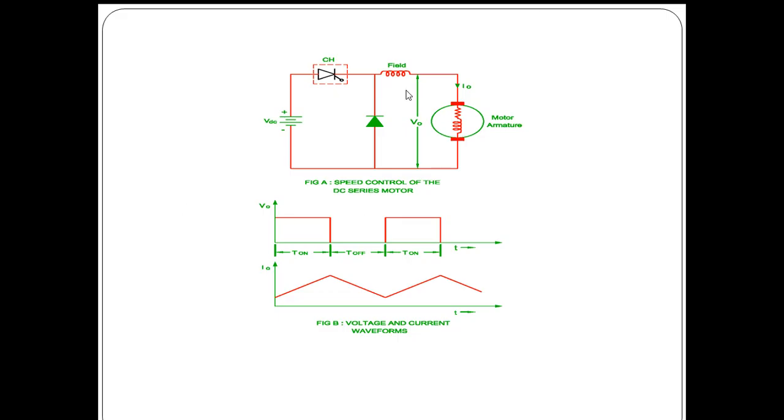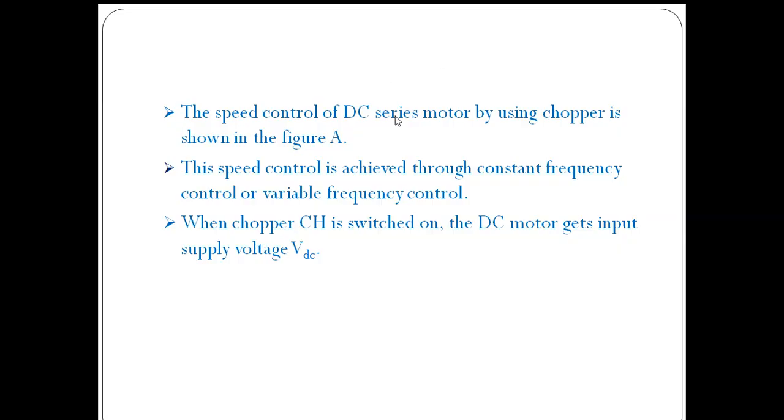This is a step down chopper. According to the requirement of speed, the conduction period of the chopper will be adjusted. So accordingly motor will rotate. So this is the main circuit operation of this DC series motor speed control circuit. Speed control of DC series motor by using a chopper is shown in the above figure. The speed control is achieved through constant frequency control or variable frequency control.